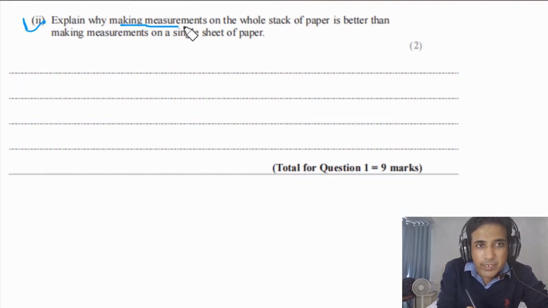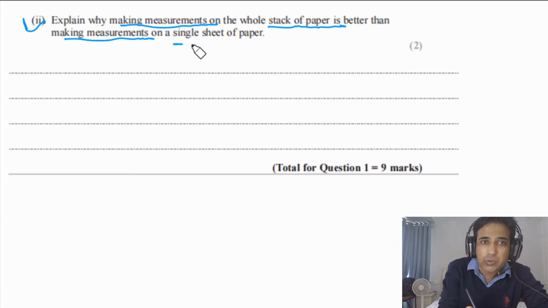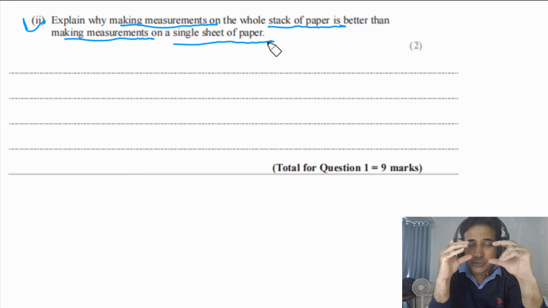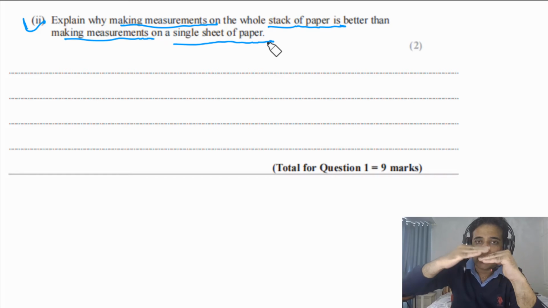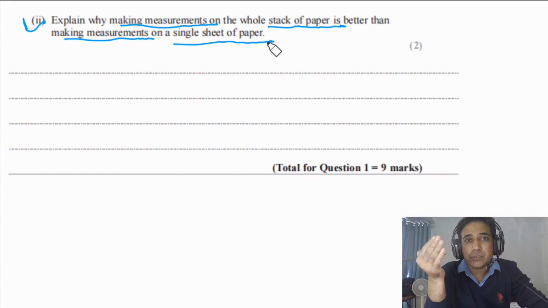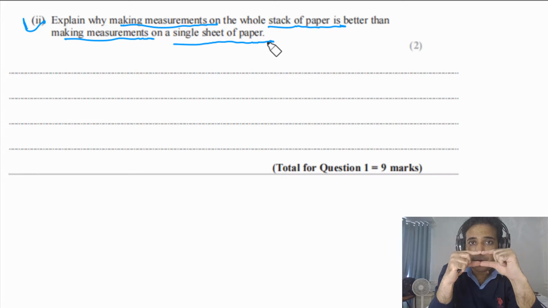Second part says explain why making measurements on the whole stack of paper is better than making measurements on a single sheet of paper. We have already discussed about this one. If you need to find the thickness of one sheet of paper, it's better to have many sheets together placed on top of each other, and then you can determine the thickness of one sheet of paper. That method is a better one instead of just using one sheet of paper. Now let's try to understand why, if we have a stack of sheets of paper, that is better to measure thickness of one sheet of paper.